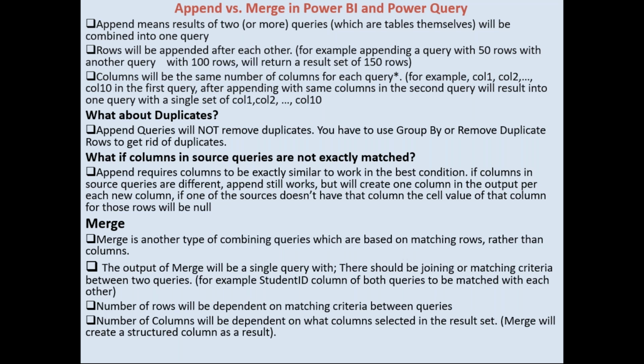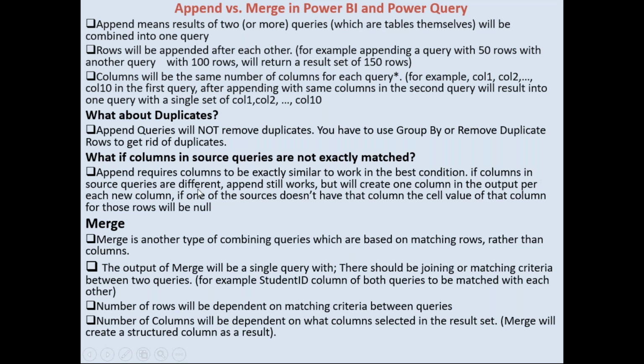it creates a column for each new column. Null values will be created for those columns; other than the matching columns, for the other columns we get null values. Can you see that last point? What if the source queries are not exactly matched? Append requires the columns to be exactly similar to work in the best condition.